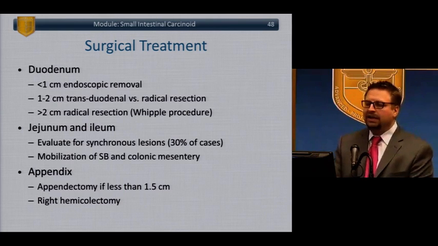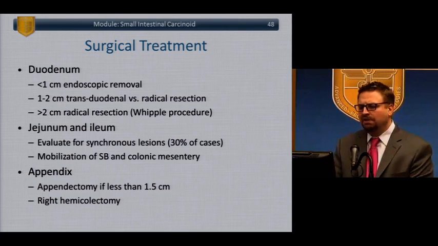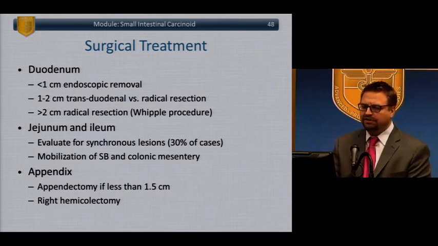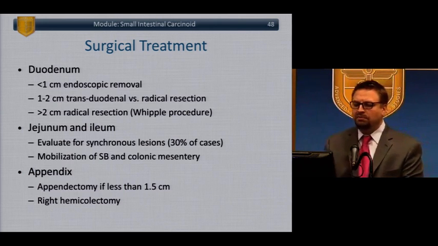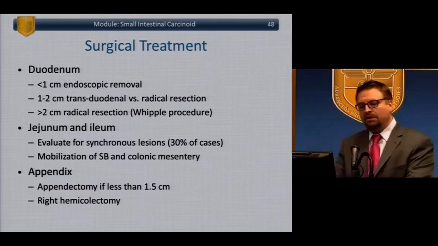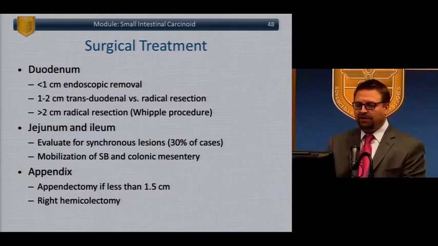You're not likely to have to make a difficult decision in one of these. It's usually fairly obvious. It's either a small lesion or a big lesion. But don't be afraid to offer patients radical resection up to and including a Whipple procedure for a larger lesion. Now in the jejunum and ileum, resection is really the only option.